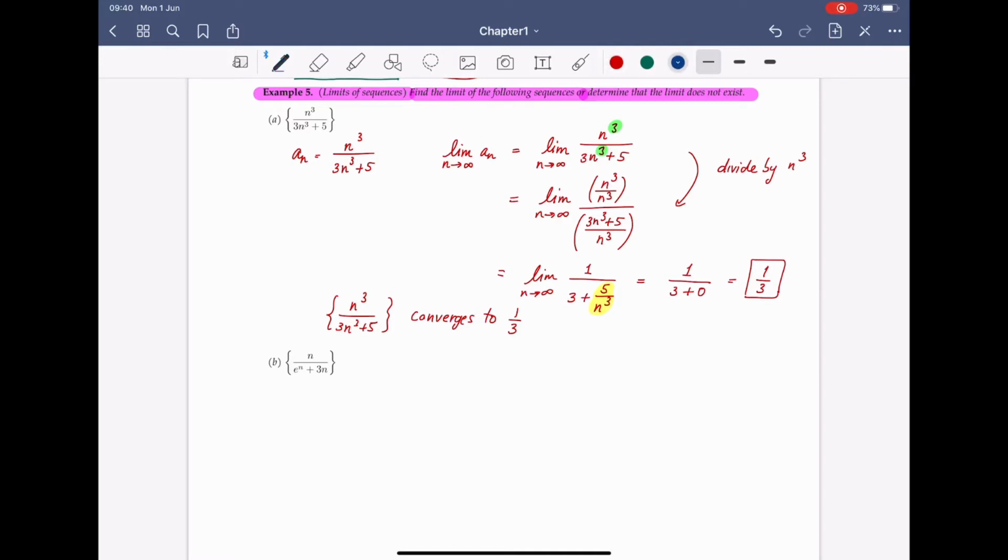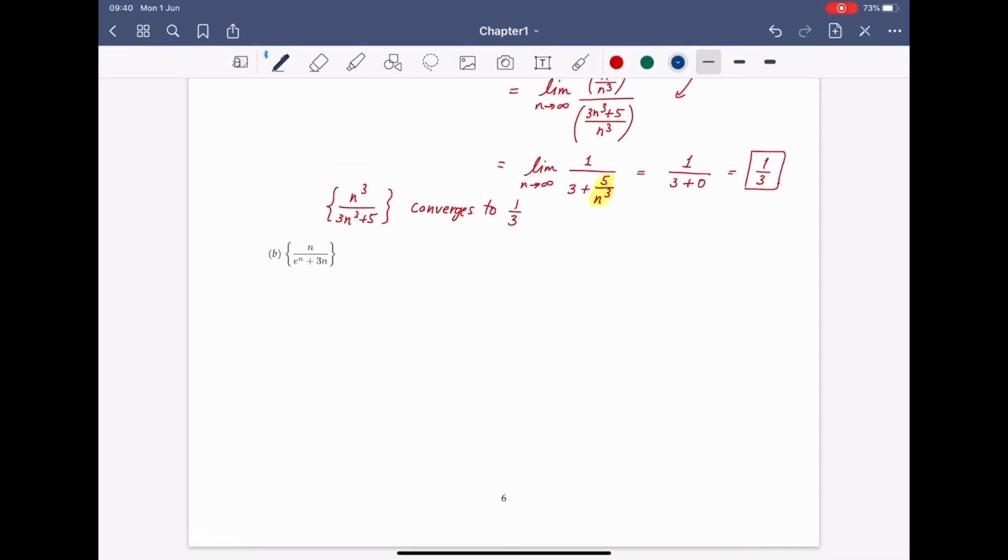Now let's move to example 5b. Let's look at the sequence n over e to the n plus 3n. We're going to compute the limit as n goes to infinity of n over e to the n plus 3n. How do we compute this? Again, I see n here and n here, so this is n to the 1 power. We're just going to divide everything by n. I divide everything by n on the top, and everything by n on the bottom.